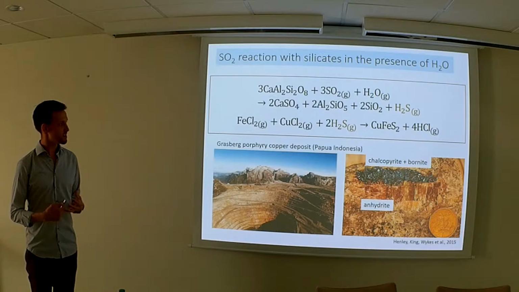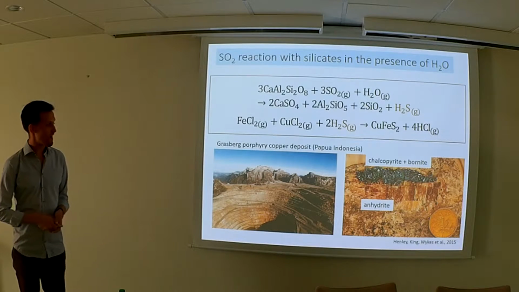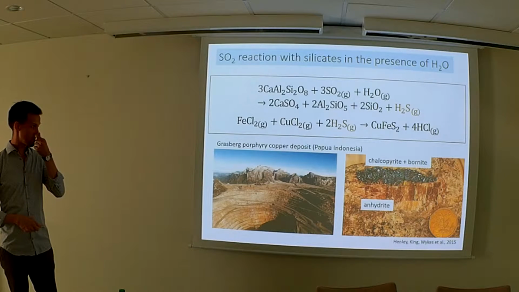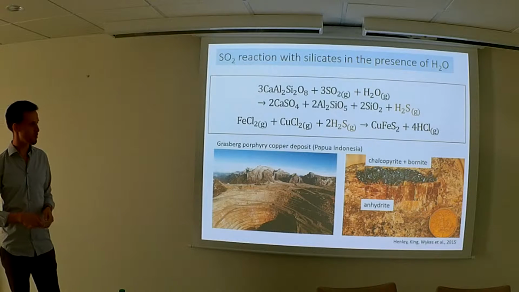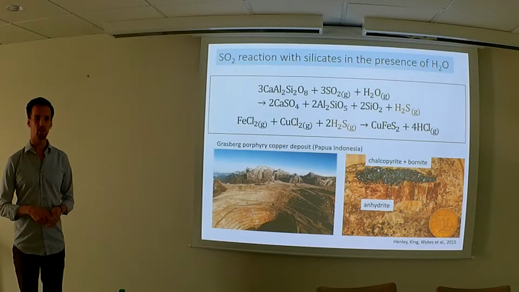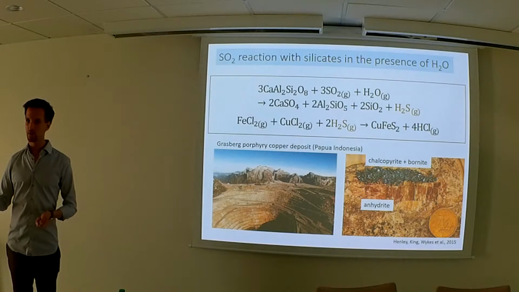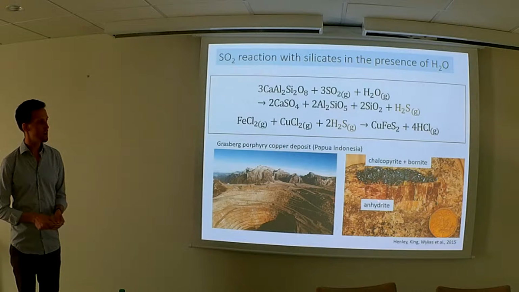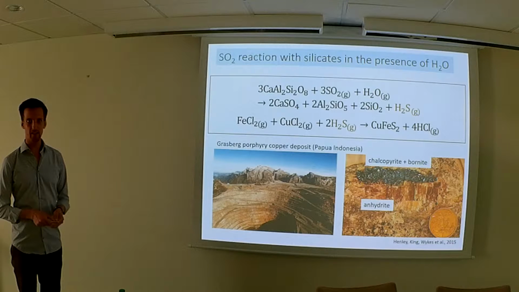And to show you why this is an important reaction, we can go and look at, for example, the Grasberg porphyry copper deposit, one of the world's largest copper and gold deposits. And when we look at drill cores which are deep enough where the sulfate is not dissolved by surface waters, we find associations next to each other of here the sulfate, the anhydrite, and next to it the sulfides. We have some chalcopyrite and some bornite in there as well.